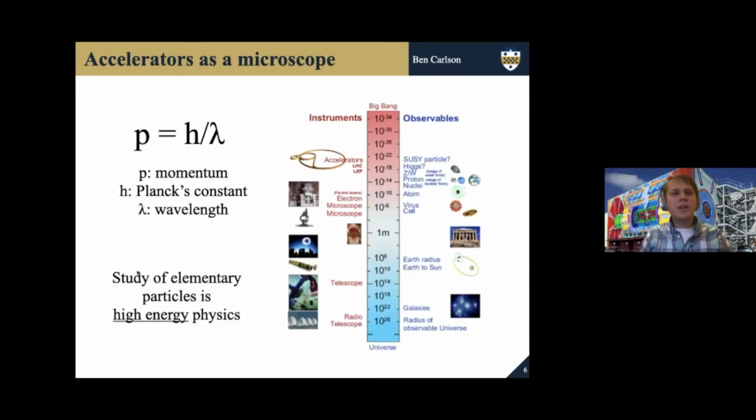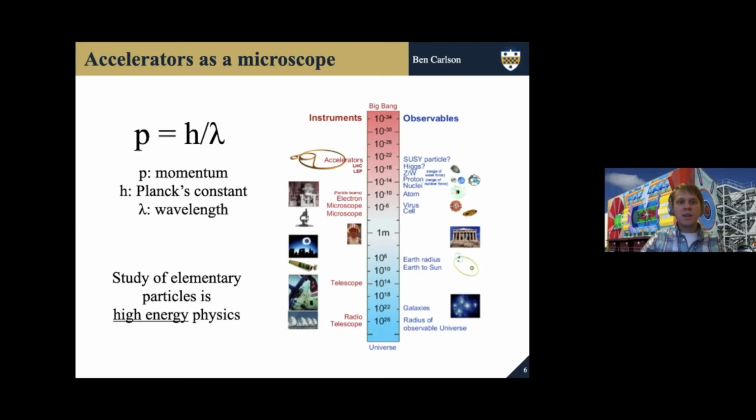So the picture here is that we're trying to go to smaller and smaller scales. Our tool, or our microscope, is an accelerator. And the reason for that is that we want to go to smaller scale. And you can think of this from the de Broglie relationship, where to go to smaller scale, you need to go to higher momentum. And so elementary particle physics is high energy physics.